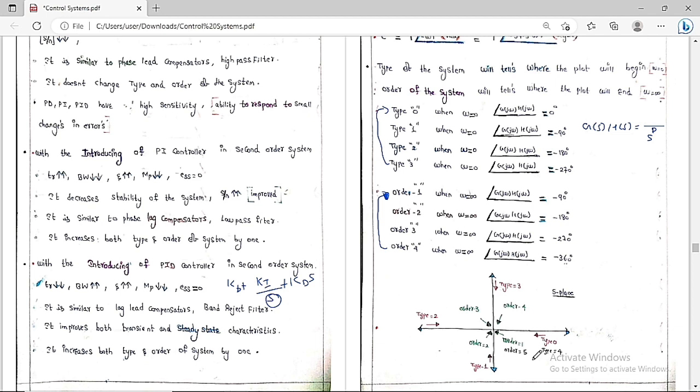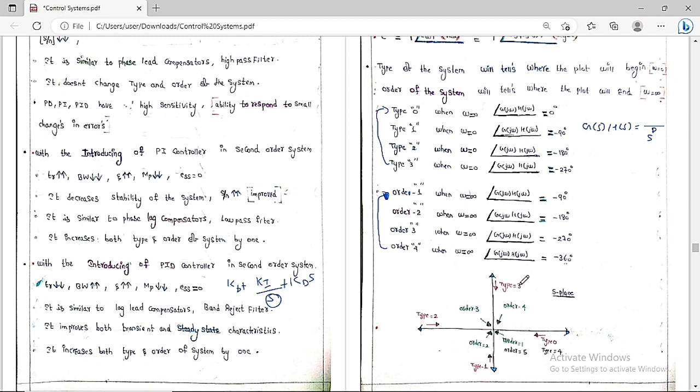For an order 1 system, the phase angle of G(s)H(s) at omega is equal to infinity is minus 90 degrees. For an order 2 system, it is minus 180 degrees. For an order 3 system, it is minus 270 degrees. And for an order 4 system, it is minus 360 degrees. So the same thing we are going to get here. If you remember this, it is very easy to draw the polar plot in a fraction of a second.